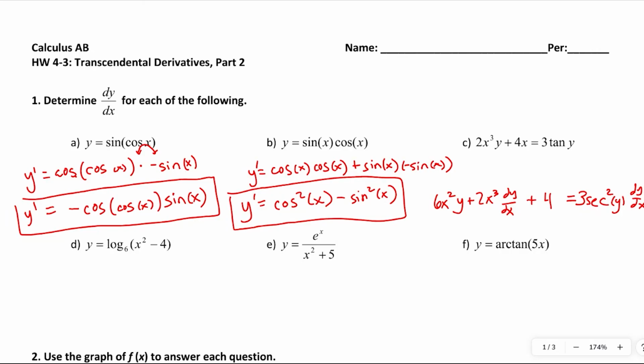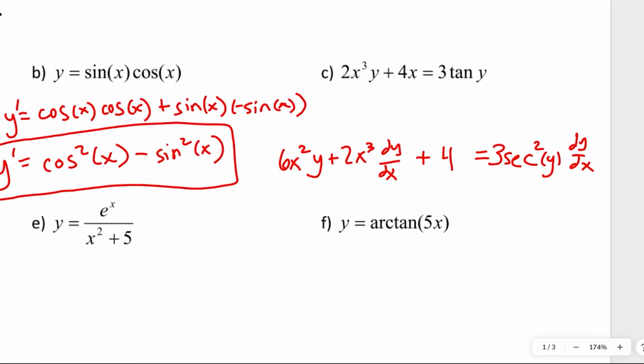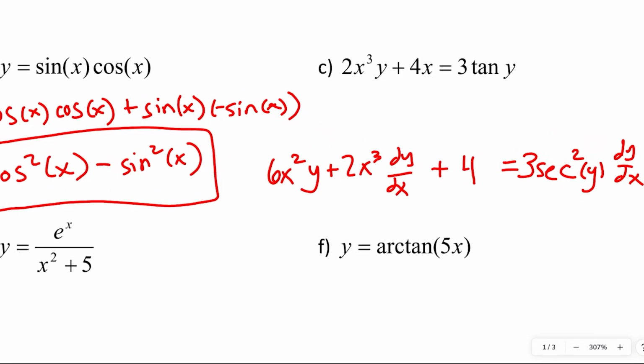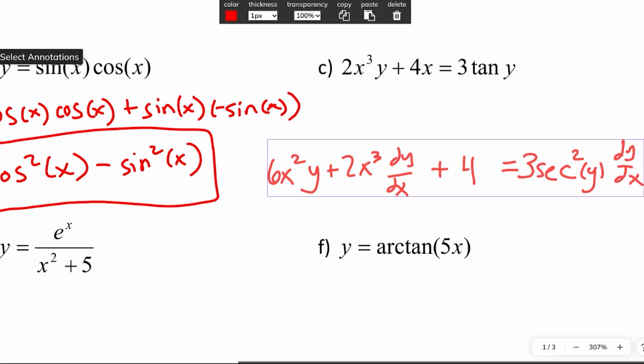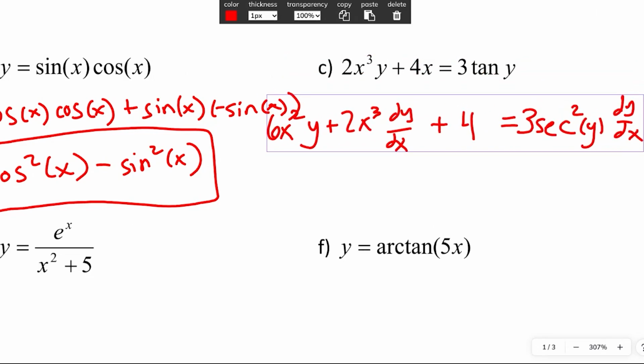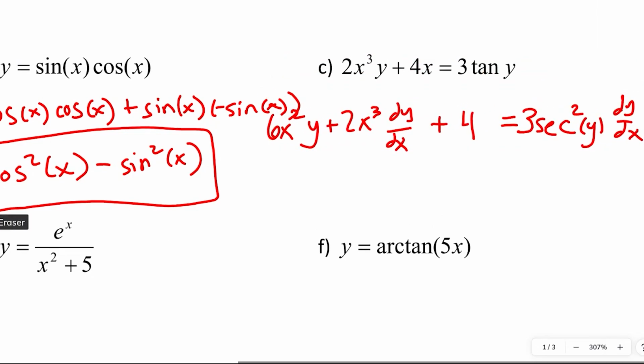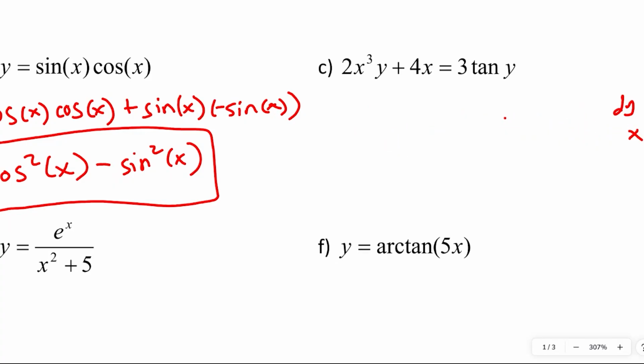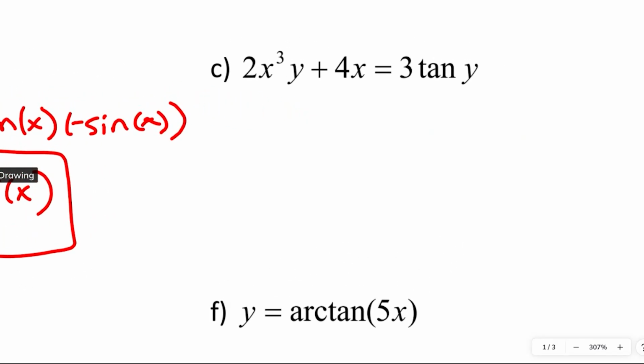Now here, if we're trying to isolate dy dx, I'm going to need quite a bit more room here. I'm going to zoom in and, yeah, how am I going to do this? I should have done that from the beginning. All right, here, we're going to start this one over. All right, let's try this again.